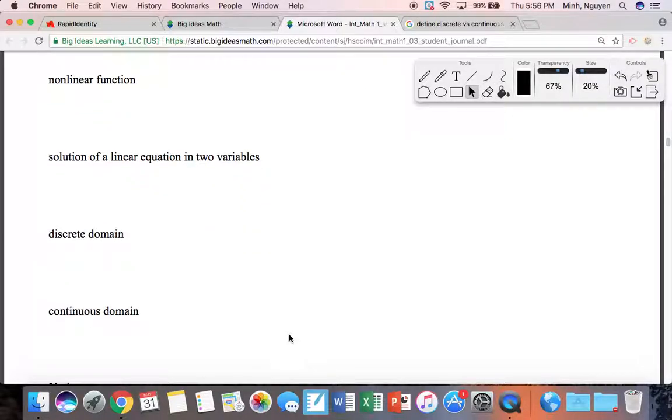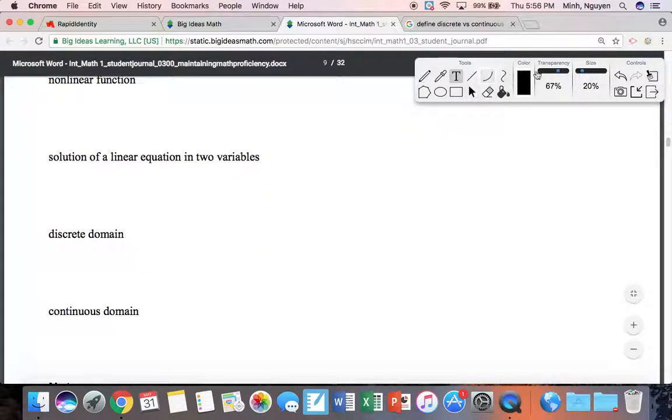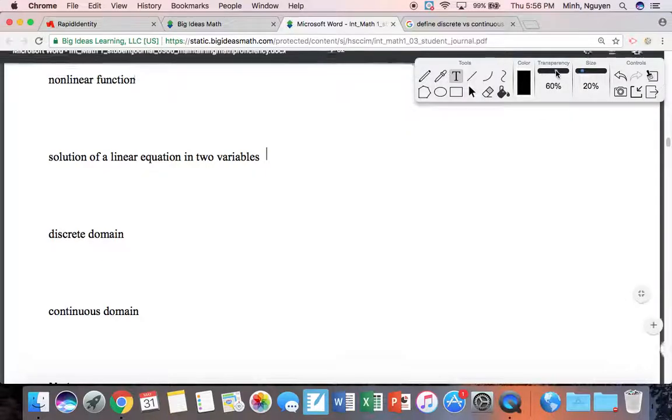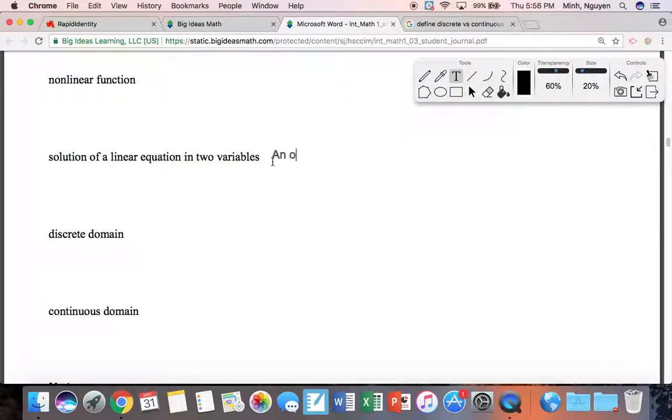Solution of a linear equation in 2 variables. If you look at this tab, I have defined discrete versus continuous. I needed to remind myself how I could define it for you guys. This I did not look up, but the gist of it is a valid ordered pair for a function.